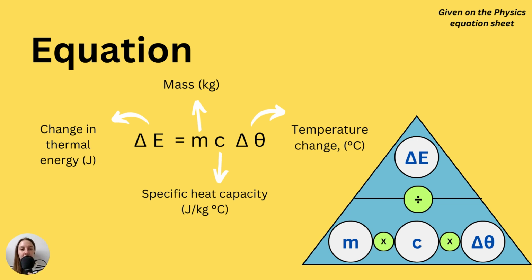This is equal to the mass in kilograms times the specific heat capacity, which is given the symbol C. It also is given a set of units which look quite complicated, but trust me, they're really not. It's just joules per kilogram degrees Celsius. And that just shows you that specific heat capacity is all to do with energy, an amount of substance in kilograms, and temperature change in degrees Celsius. So that makes quite a bit of sense.